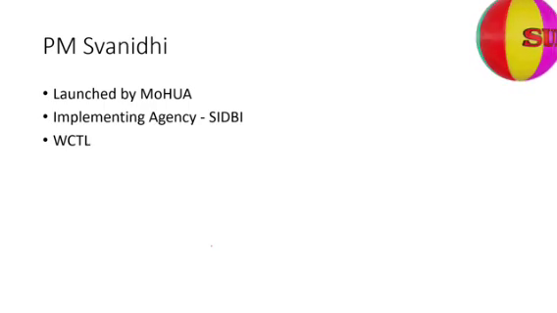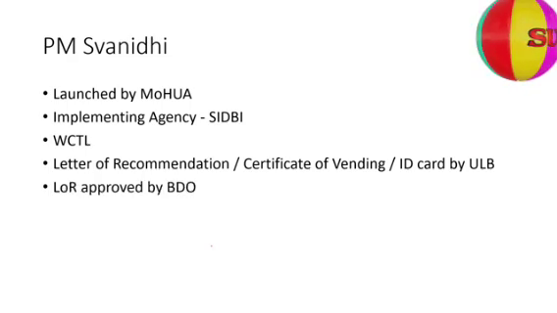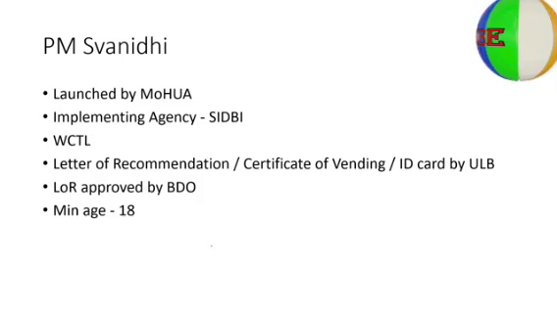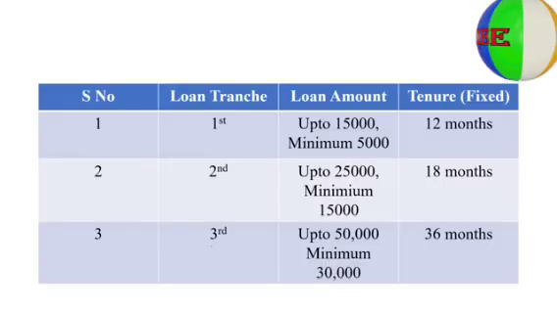Only working capital term loan can be given under this scheme. What is required? Letter of recommendation, or certificate of vending, or ID card by urban local bodies, ULB, or letter of recommendation approved by BDO. Minimum age is 18 years. What is the maximum age criteria in PM Samnidhi? Minimum age is 18 years and there is no maximum age cap.